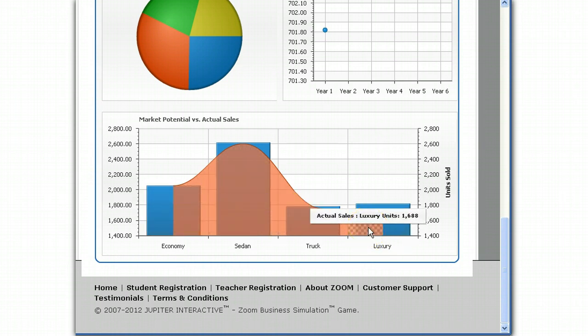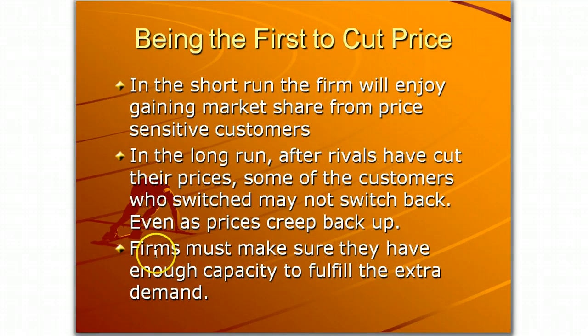Now here, the actual sales are 1688 in luxury cars, but the market potential is 1819. So think of an industry where you made your product so well and so attractive and so low priced that you could have sold, say, 2,800 units, but you only built, say, 1,600 units. So for that difference, you spent all that money advertising and building demand, but you weren't able to satisfy the industry. You weren't able to take advantage of that price cut. So that could be a problem.